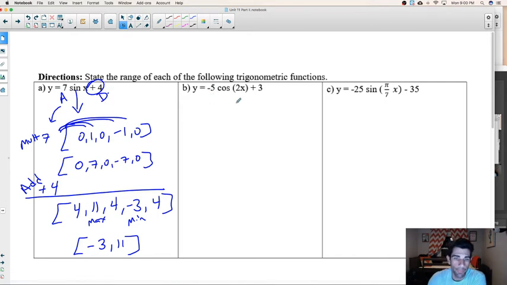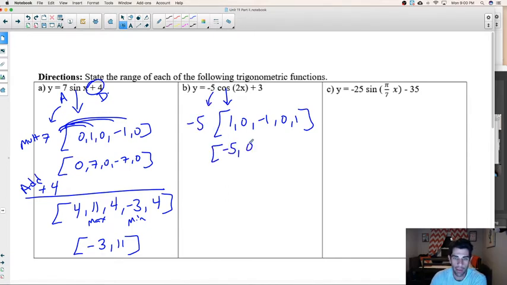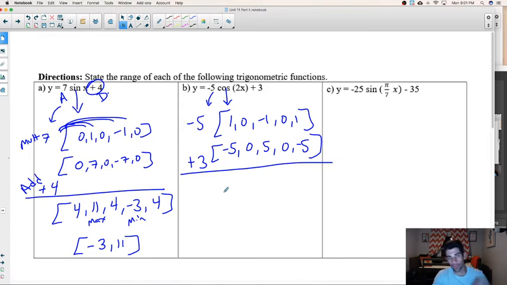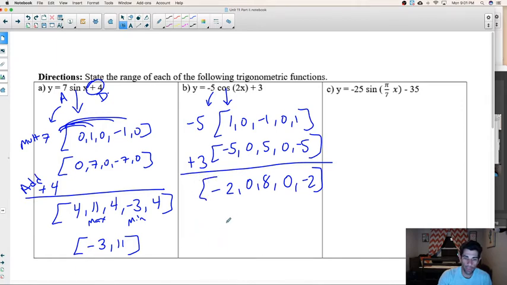Welcome back. So, cosine function, critical values now are 1, 0, -1, 0, and 1. Your amplitude is -5, so you're going to multiply that. So that's -5, 0, 5, 0, -5. Then your shift is going to be a +3, so you're going to add 3 to those. So you're moving this whole graph up 3. So that's going to be negative 2, 0, 8, 0, negative 2. So now what is the lowest point? The lowest point was negative 2 and the highest point was 8.